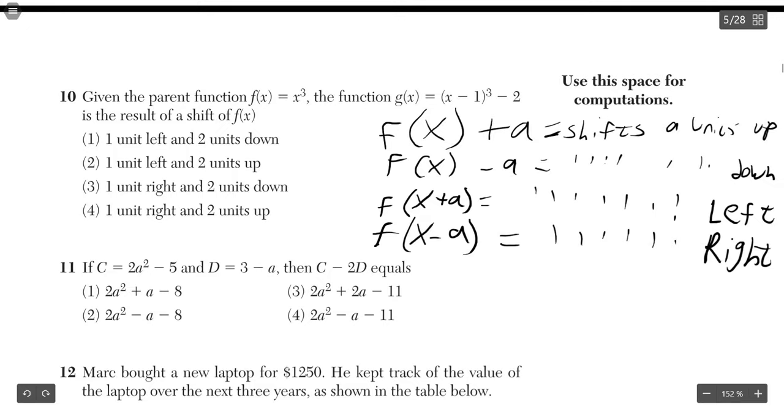So what I have here in this one is on the inside. So that means it's going to be shifting to the right 1. And the -2 is on the outside. That means it's going to be shifting down 2. So right 1, down 2, which is choice 3.